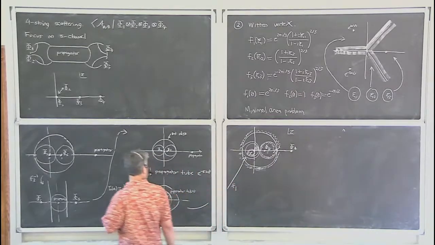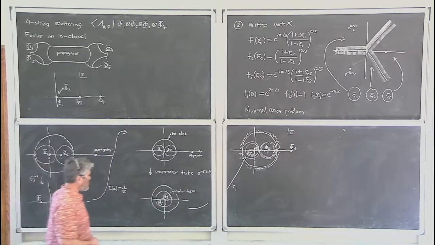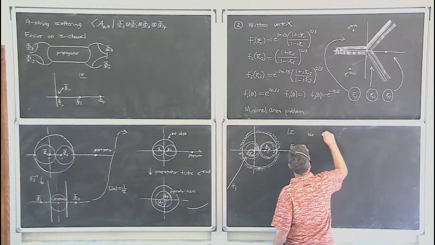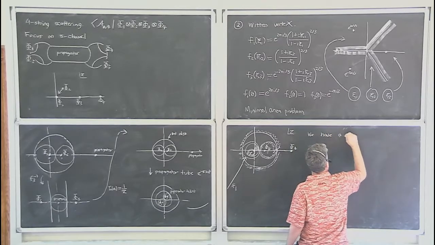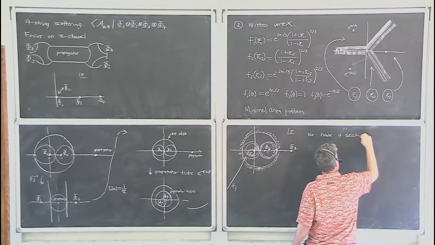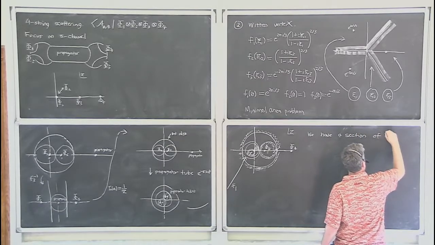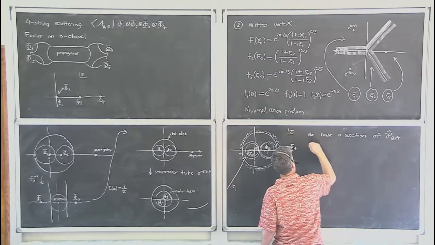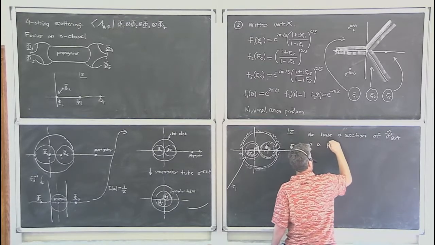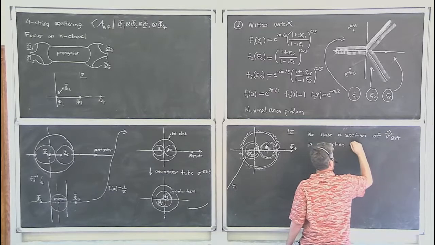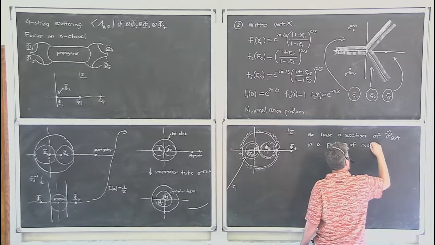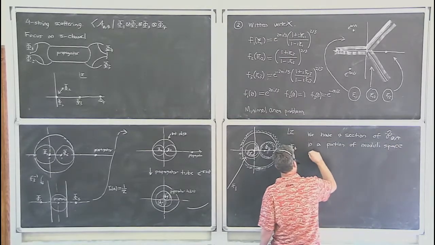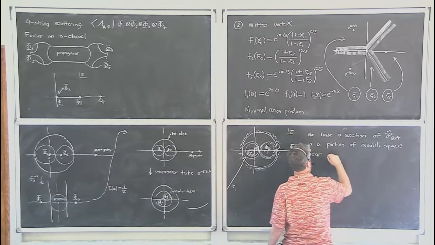Okay, so now we have a section of P hat 04 in a portion of moduli space near the S-channel degeneration.